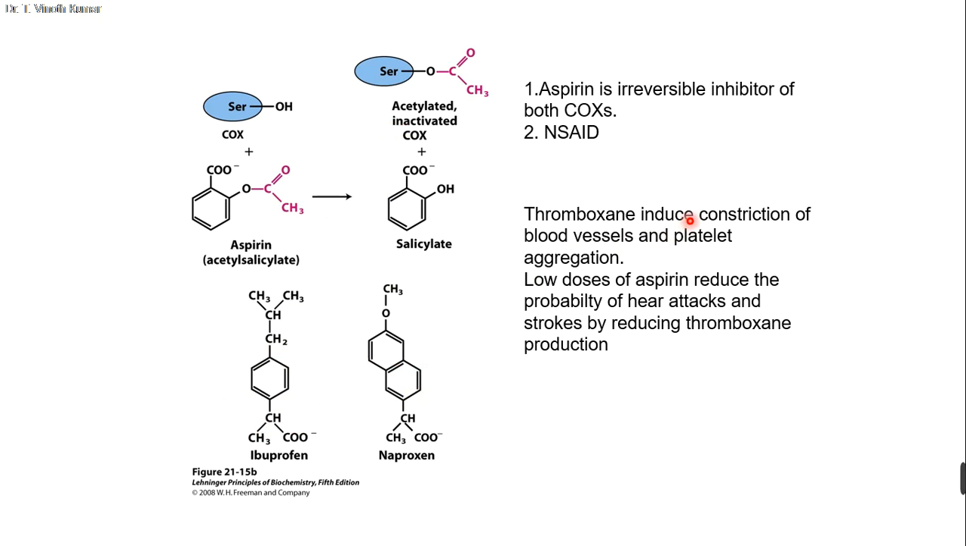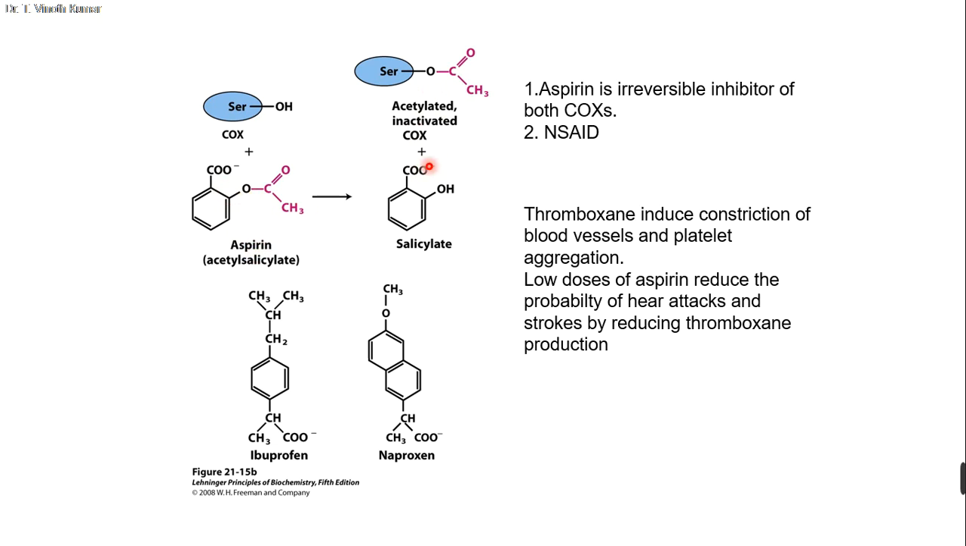The thromboxane induces the constriction of blood vessels and platelet aggregation. Low doses of aspirin reduce the probability of heart attack and strokes by reducing the thromboxane production. So thromboxane is very, very important. That will constrict the blood vessels and cause platelet aggregation. That means blood clotting is favored. So the production of this thromboxane is inhibited by aspirin also.